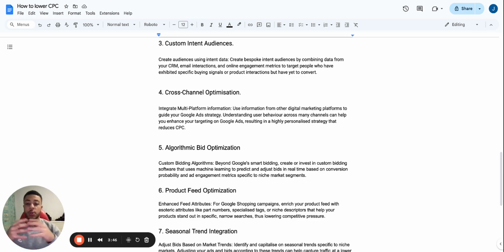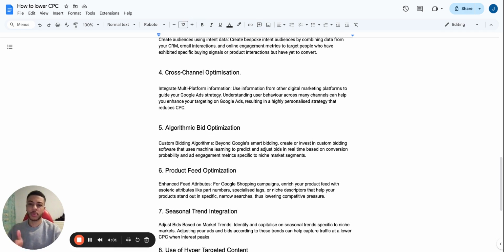So these are things like retargeting people that have been on your landing pages but haven't bought before. You could do that because they are essentially window shoppers, and you can retarget them to try and get their business. And number four would probably be cross-channel optimization.